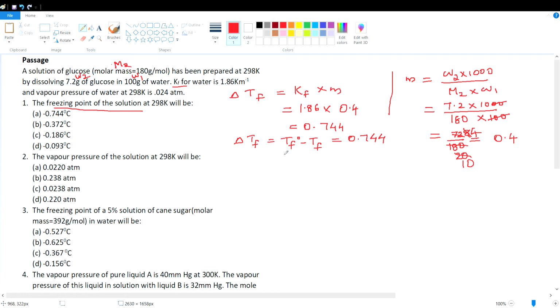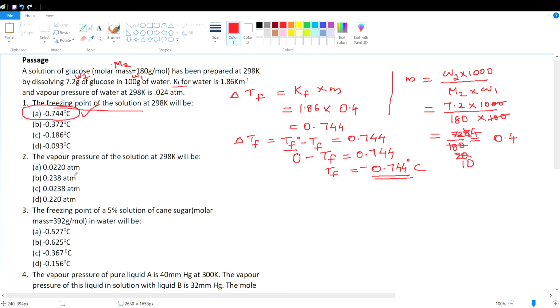Now we know that Tf0, that is freezing point of pure water. Freezing point of pure water is 0 degrees Celsius. 0 degrees Celsius minus Tf is equal to 0.744. So Tf will be equal to negative 0.744 degree Celsius is the answer. So our correct answer is option A. Option A is the correct answer.